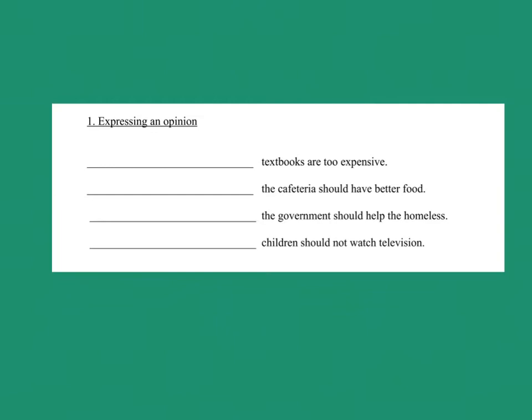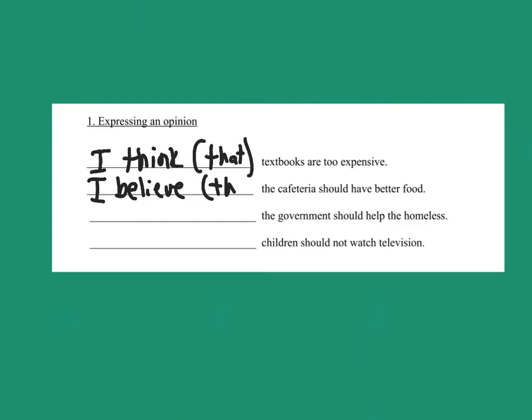Of course, you can just say textbooks are too expensive. Or you can add some words at the beginning. For example, I think that textbooks are too expensive. Or the cafeteria should have better food. You can just give your opinion like that. Or you can say, I believe that the cafeteria should have better food. The word that is optional. You can take it out.